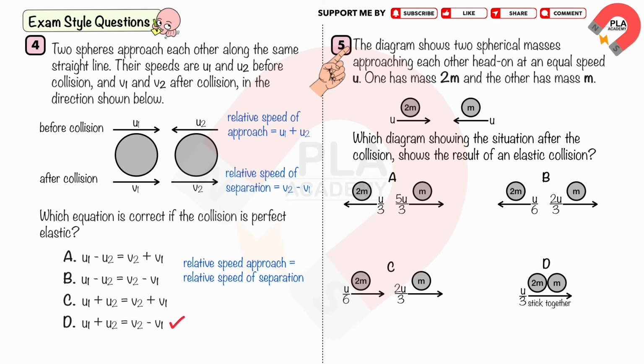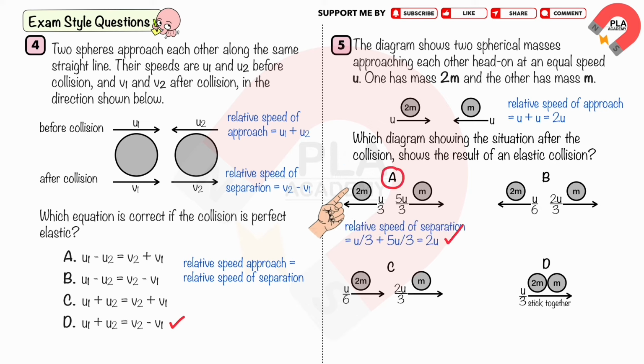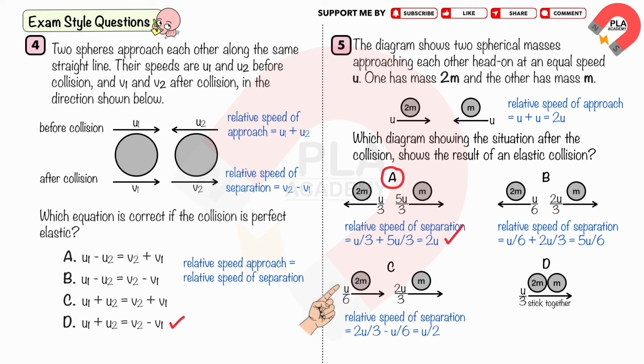Exam style question 5. The diagram shows two spherical masses approaching each other head-on at an equal speed u. One has mass 2m and the other has mass m. Which diagram showing the situation after the collision shows the result of an elastic collision? The relative speed of approach is equal to the relative speed of separation during an elastic collision. The relative speed of approach is u plus u equals 2u. A. The relative speed of separation is 2u, this is correct. B. The relative speed of separation is 5u over 6, this is incorrect. C. The relative speed of separation is u over 2, this is incorrect. D. The relative speed of separation is 0, this is incorrect.